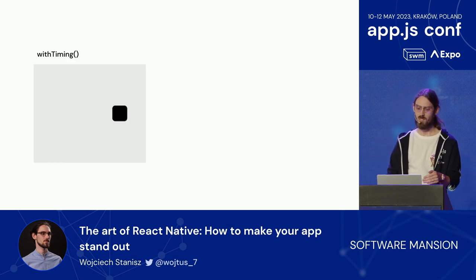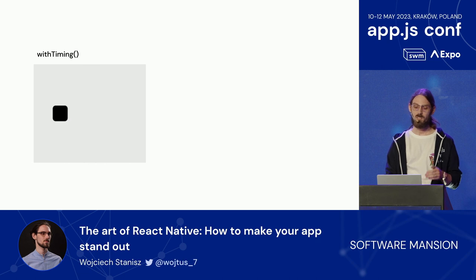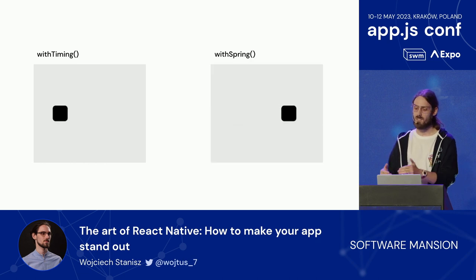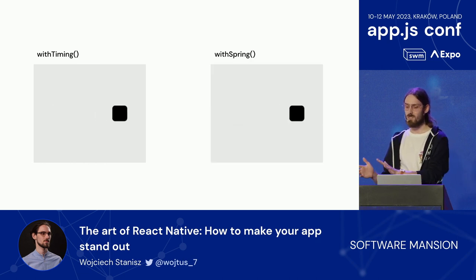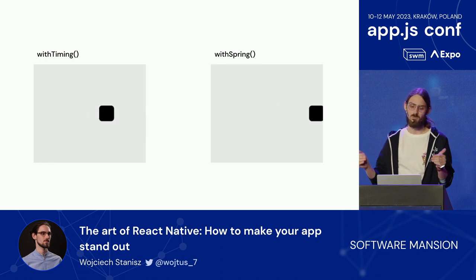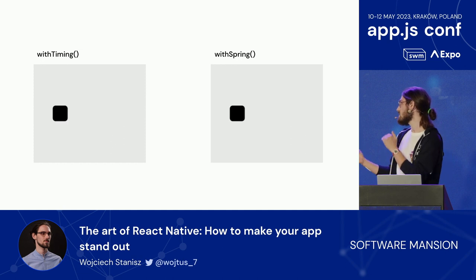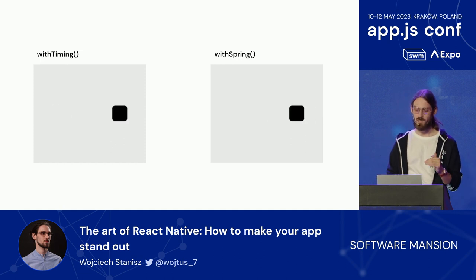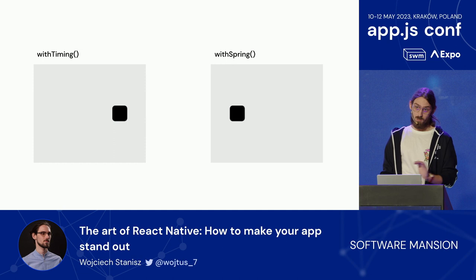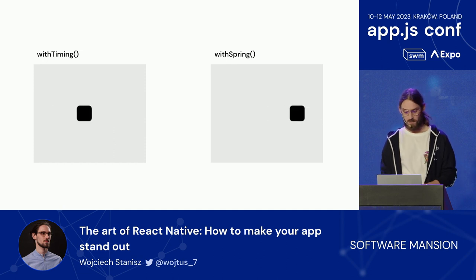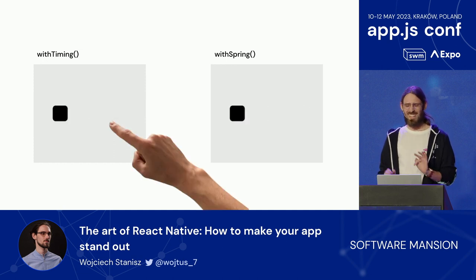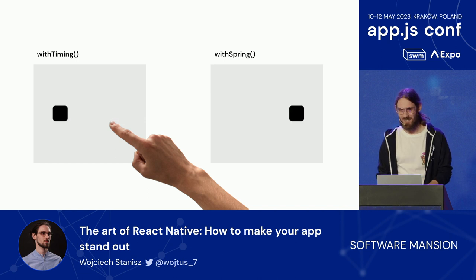We need to know there are two main ways to move stuff around the screen. First is withTiming, a function that animates values on predetermined curves. And the second one is withSpring, which moves things around based on spring-like movement. And the only thing we can really control is the specification of that spring. And I don't want to say I'm lazy or anything, but let's say I heavily prefer withTiming.